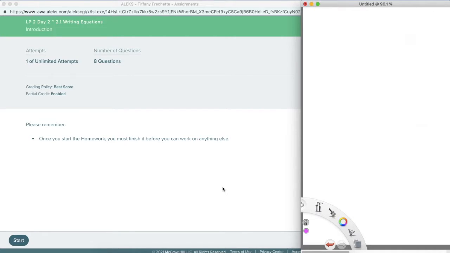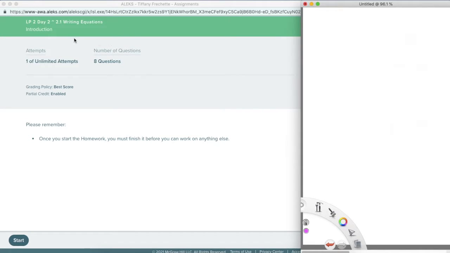We are in Chapter 2, Section 1, called Writing Equations. This is for IM1 or Integrated Math 1. So just to review the features here that you see on the page, this is the start screen that you will see as a student on ALEKS, with the exception of a couple of things.